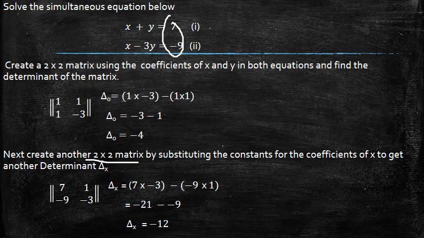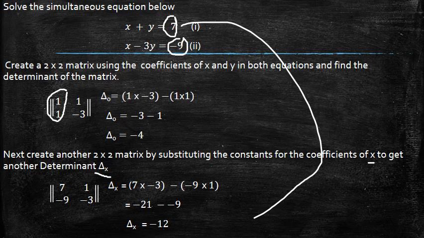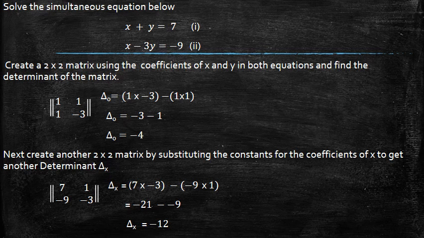These are the constants. So what we do is we create another matrix by substituting the constants for the coefficients of x to get another determinant, and this determinant is going to be theta x. So instead of having 1 and 1 as we have here, we substitute the 7 and minus 9 for the 1 and 1, and then we find the determinant, which is triangle x or theta x.